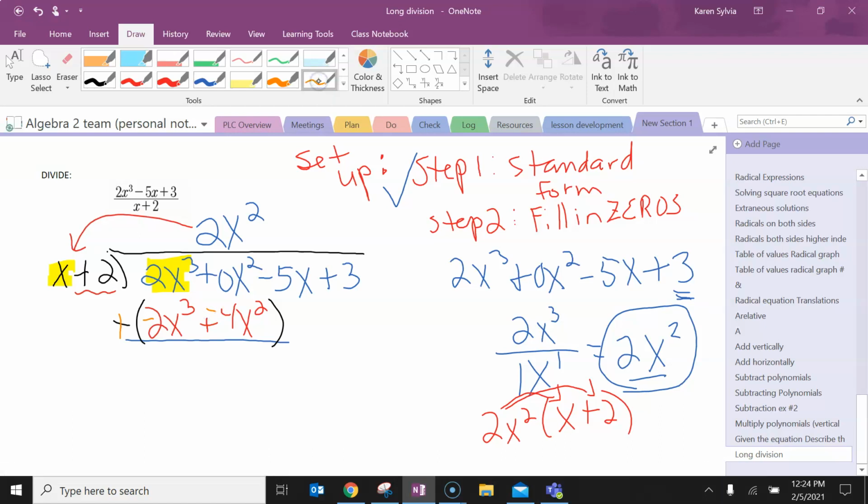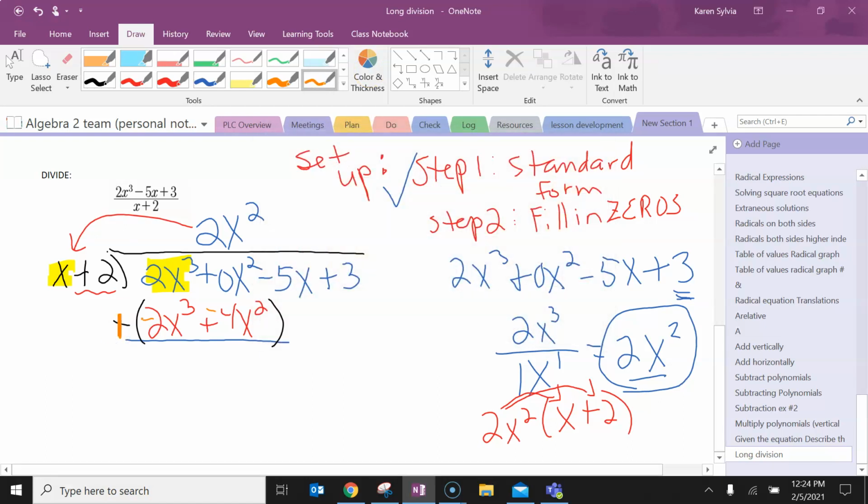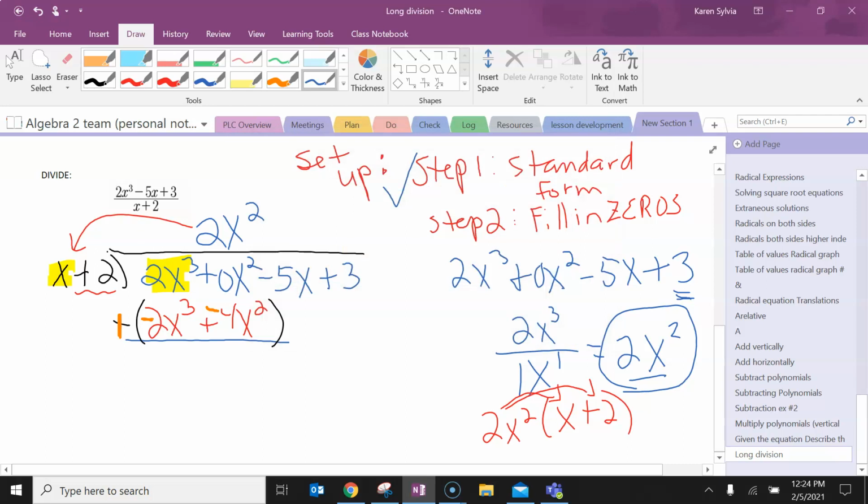I'm going to change this to addition of 2 negatives. So the 2x cubed became negative, the 4x squared became negative, and now at this stage I'm going to add straight down. So back in here. The 2x cubed canceled because I had a positive and a negative. 0x squared plus a negative 4x squared gives me negative 4x squared. Okay, what's my next step?